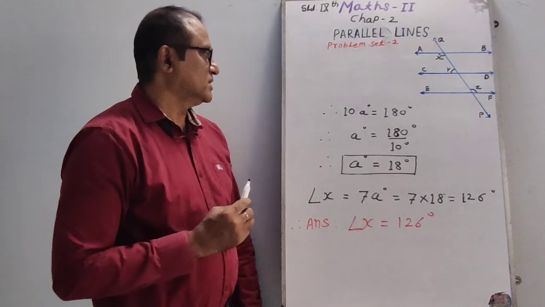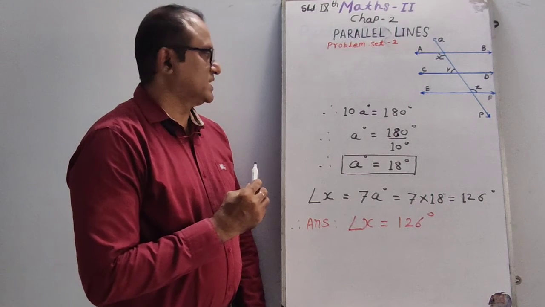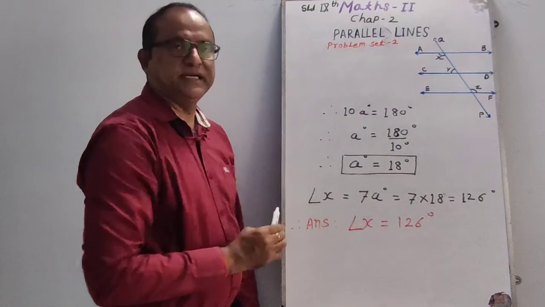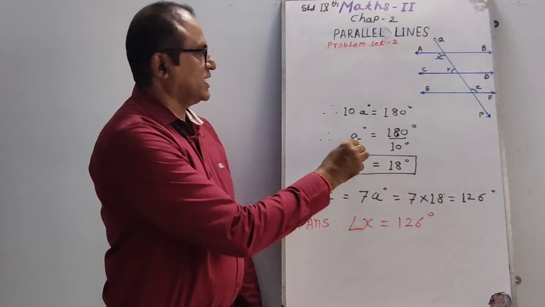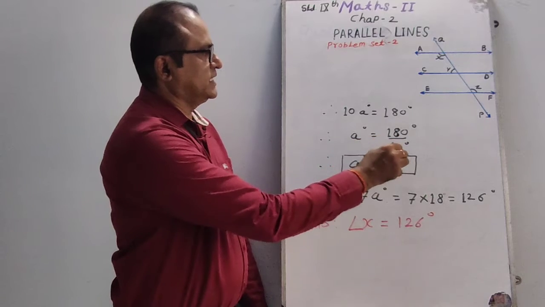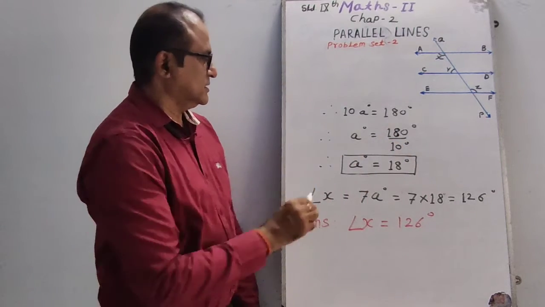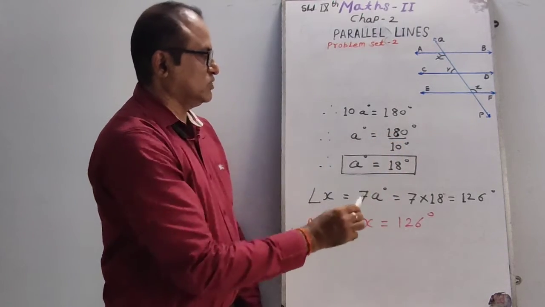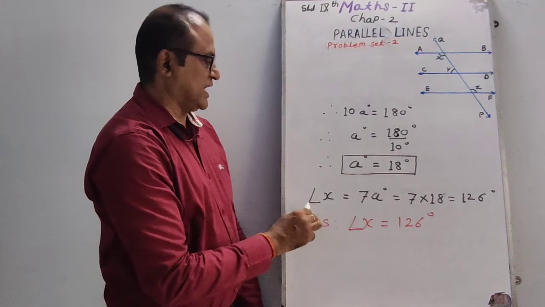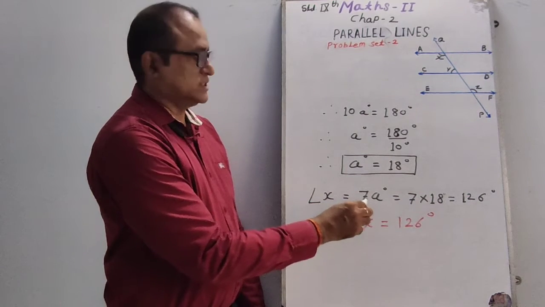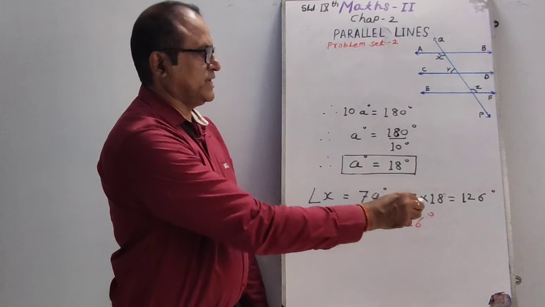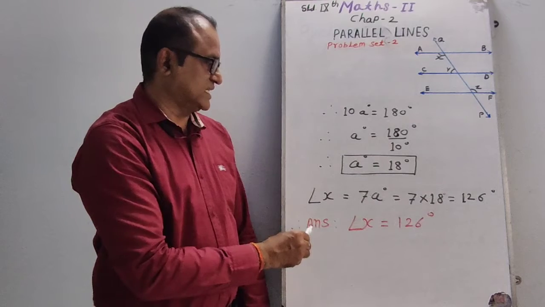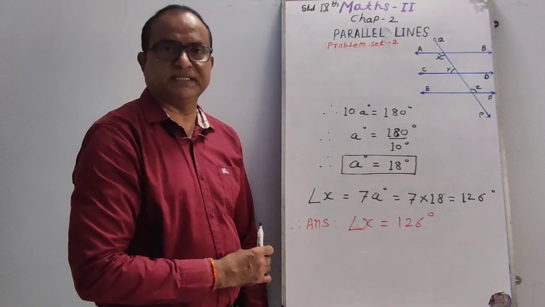Next, 7A plus 3A is equal to 10A. Therefore, 10A degrees is equal to 180 degrees. Therefore, A is equal to 180 degrees divided by 10. Therefore, A is equal to 18 degrees, since 180 divided by 10 is 18. Therefore, angle X is equal to 7A, which is 7 into 18, equal to 126. Therefore, the answer is angle X is equal to 126 degrees.